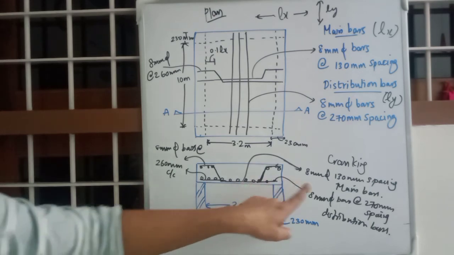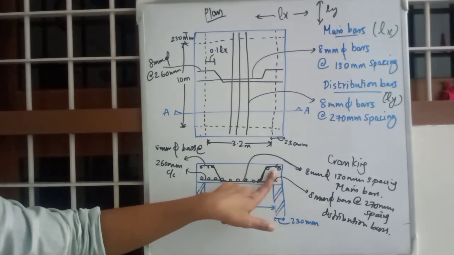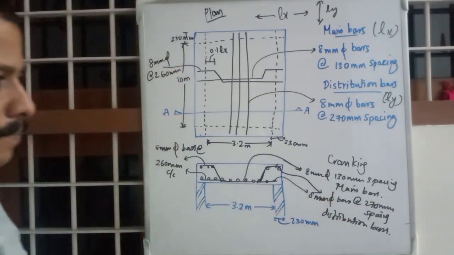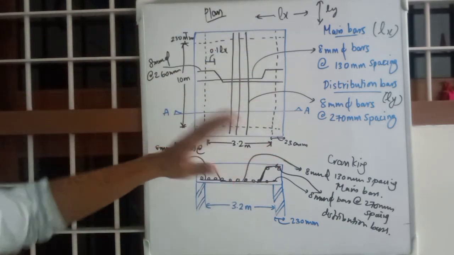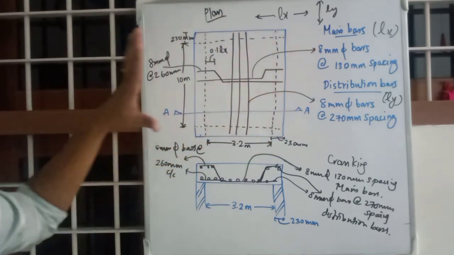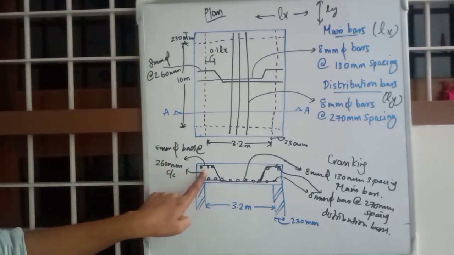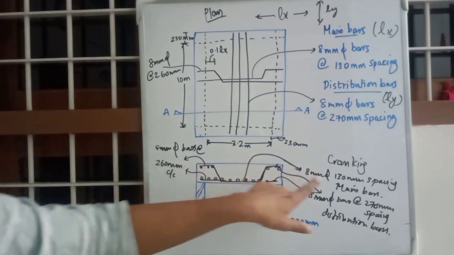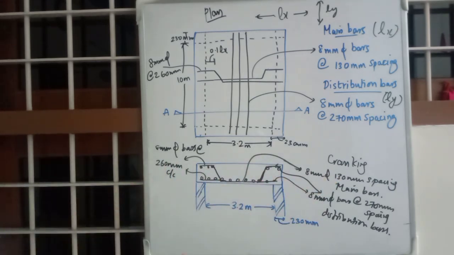The main reinforcement is this one. This is distribution reinforcement. It will be the same at the top also. These are LX direction distribution reinforcements. Everything in the LY direction is distribution reinforcement. Everything in the LX direction will be main reinforcement. The only thing to note is cranked up bars will be at spacing 260, double of main reinforcement, 130 into 2. That's the only difference. That's a small, minor detail. That's it.